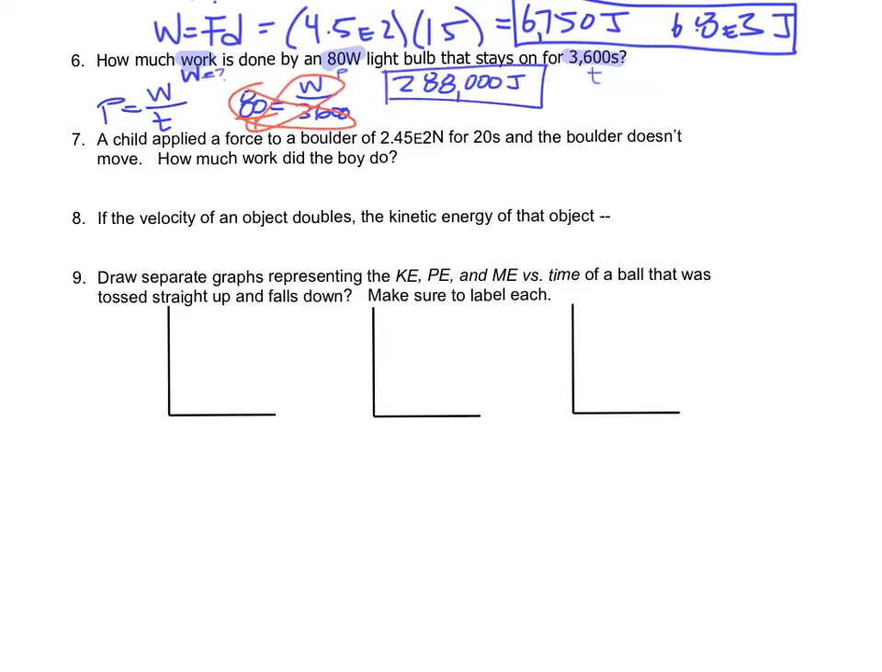Number 7, a child applied a force to a boulder. There's the force, there's the time, but the boulder doesn't move. This is important because in order to figure out how much work is done, you need to know that there's a force and a displacement, and the force has to be parallel to the displacement. But if the boulder doesn't move, then there is no displacement. If there is no displacement, there is no work. Okay, so we have 0 joules of work because there is no displacement.